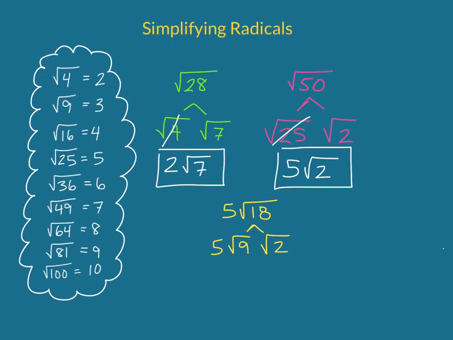We'll keep it there. The square root of 9 can be written as a 3, and get brought down as a 3. This 5 is being multiplied by the 3. I'm going to put the dot there now, otherwise it would look like 53. And so our final answer will be 15 root 2.